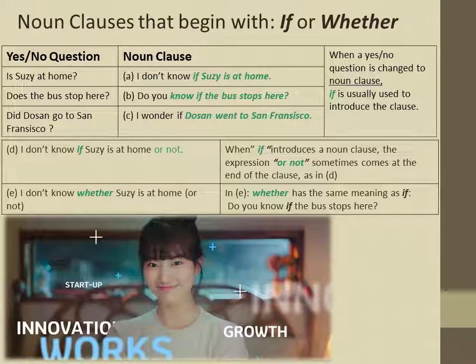When if introduces a noun clause, the expression or not sometimes comes at the end of the clause, as we can see in D. I don't know if Susie is at home or not. But usually it is for informal conversation. And then in E, whether has the same meaning as if. We can also use whether to start a noun clause. I don't know whether Susie is at home or not.